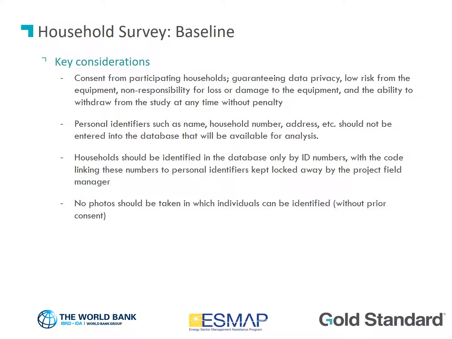Personal identifiers such as name, household number, or any type of address associated with the home should not be entered into the primary database. It should be entered into a separate database. Households should be identified in the database only by ID numbers, with a code linking those ID numbers to the personal identifiers, which are kept in the separate database. After the study is complete, these personal identifiers should be deleted.